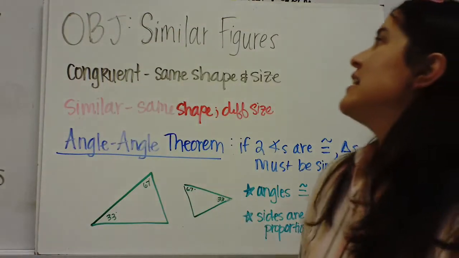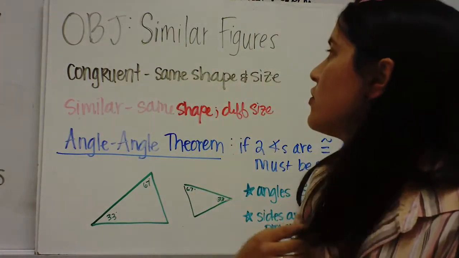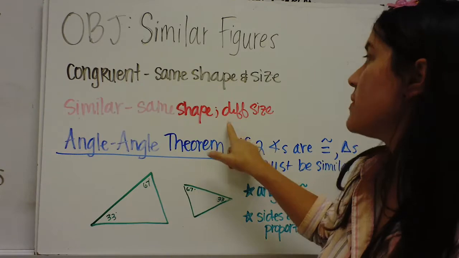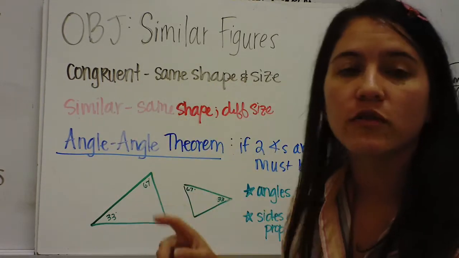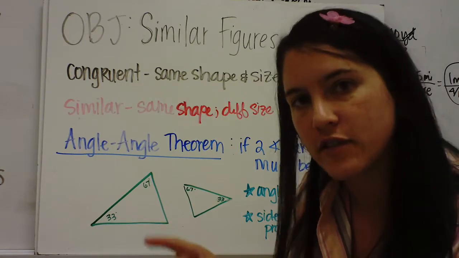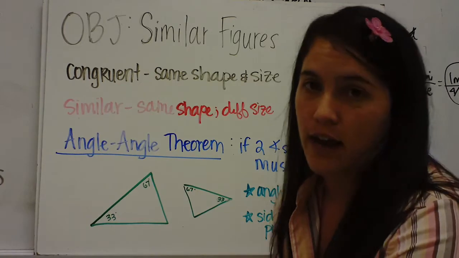Alright, hey y'all. Today's objective is similar figures. Similar figures are the same shape but different sizes. Congruent figures are the same shape and the same size, but similar figures are the same shape but we're going to have different sizes. And we're going to focus on triangles.